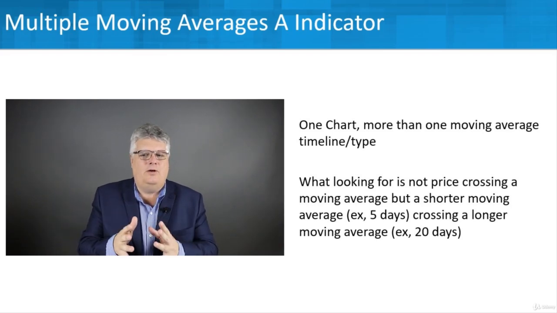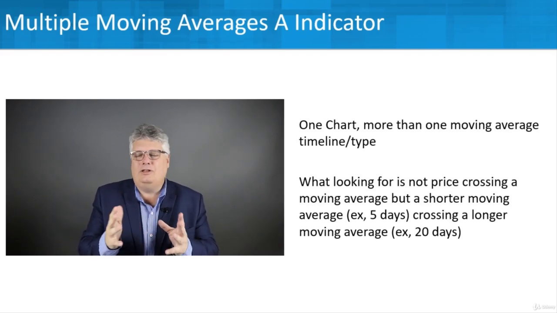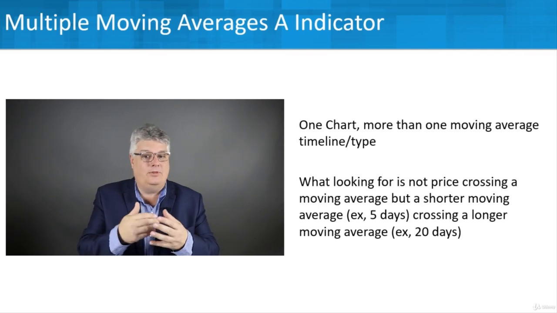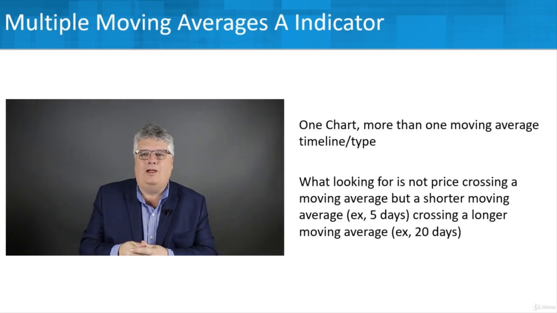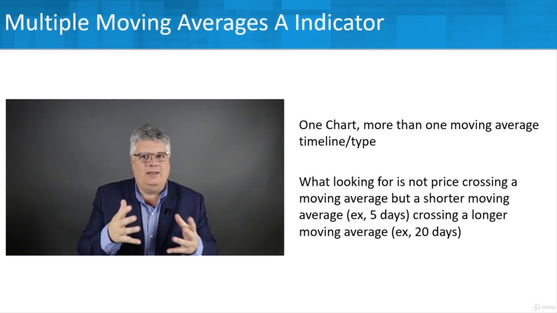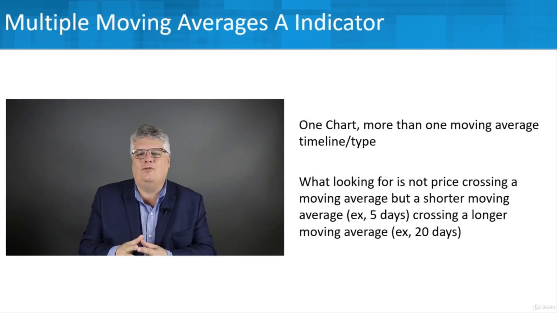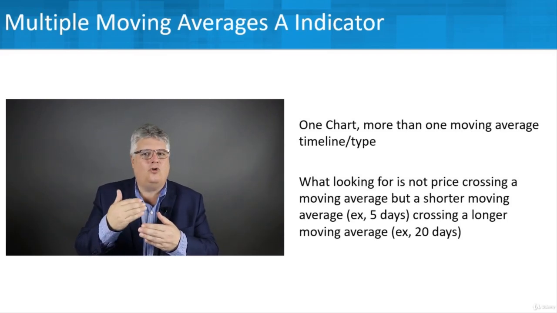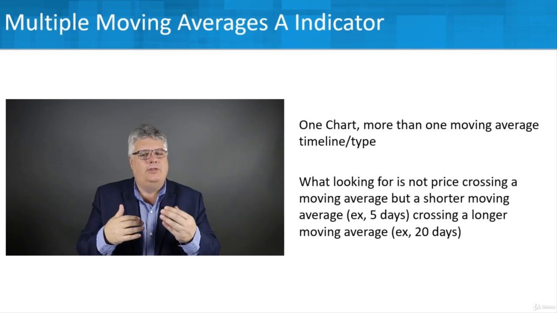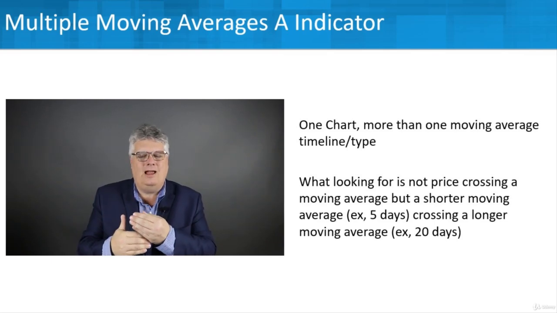And you're using a moving average with different timelines. You could even have different types, or they could be the same type, but they definitely have to have different timelines as far as days, minutes, hours, whatever your time frame is. And what you're looking for is not that the price is going to cross that moving average, but that a shorter timeline moving average is going to cross a longer timeline moving average.